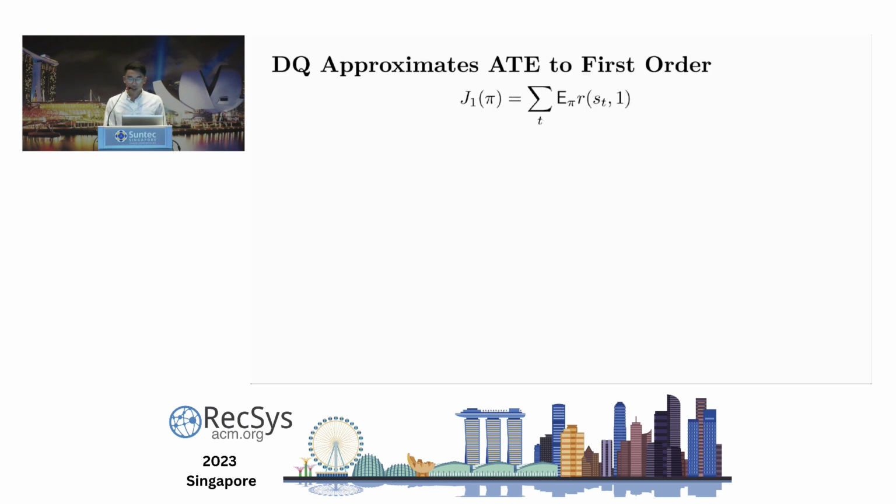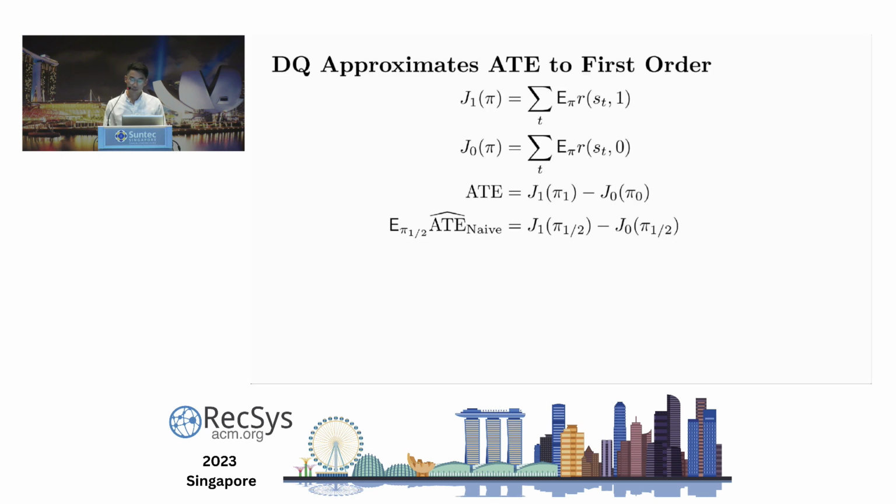To see that, we can write the objective, the total reward values, explicitly as functions of pi. So we have J1 of pi and J0 of pi. And the true treatment effect is simply J1 of pi1 minus J0 of pi0. So this is just another way to rewrite what we've already looked at. Now, what is the naive estimator? The naive estimator is simply taking this and plugging in pi 1/2 for pi1 and pi0.